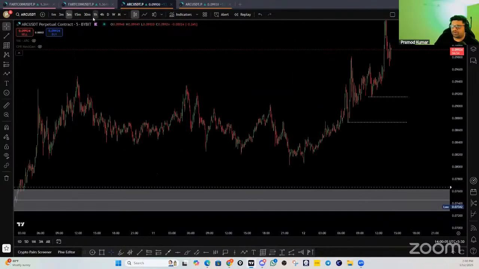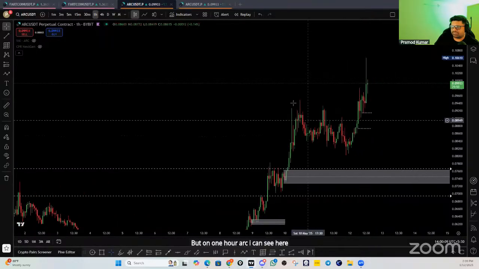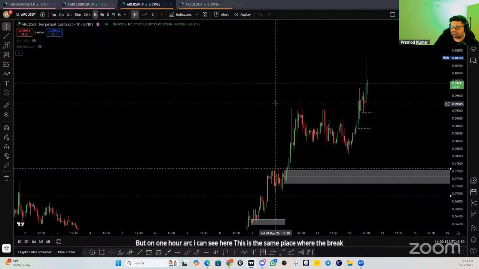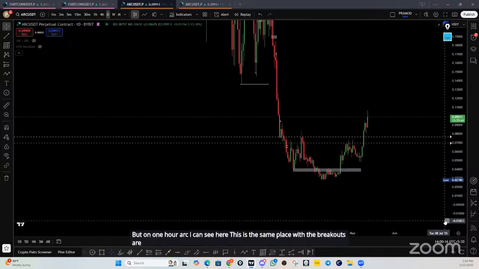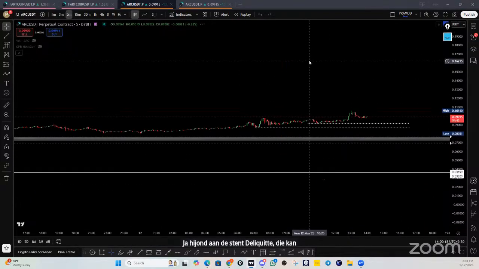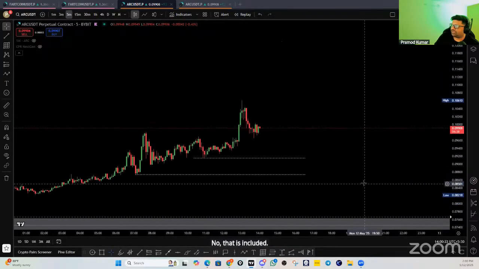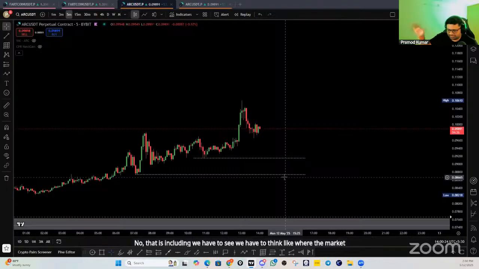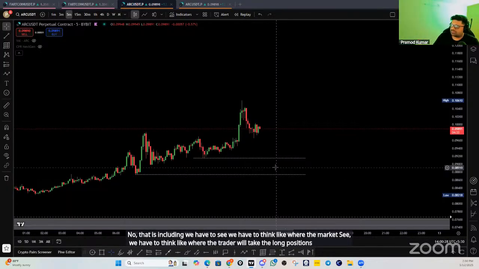But on the 1 hour ARC, I can see here this is the same place where the breakouts are. I don't understand the liquidity concept very well. No, that is liquidity. We have to think about where the traders will take the long positions.